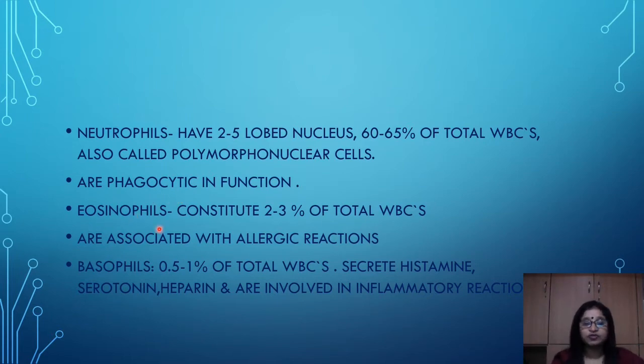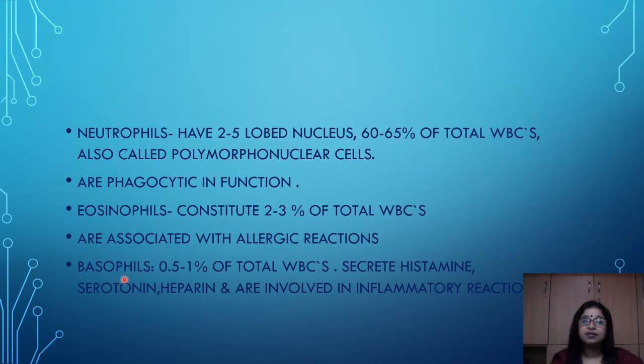The eosinophils, as the name suggests, are also called acidophils because they pick up acidic dyes like eosin, hence the name eosinophils. They constitute around 2 to 3% of the total WBCs. They are generally associated with allergic reactions. So when any allergic reaction sets in, the eosinophil count increases more than what is normal, and at such times we call it eosinophilia.